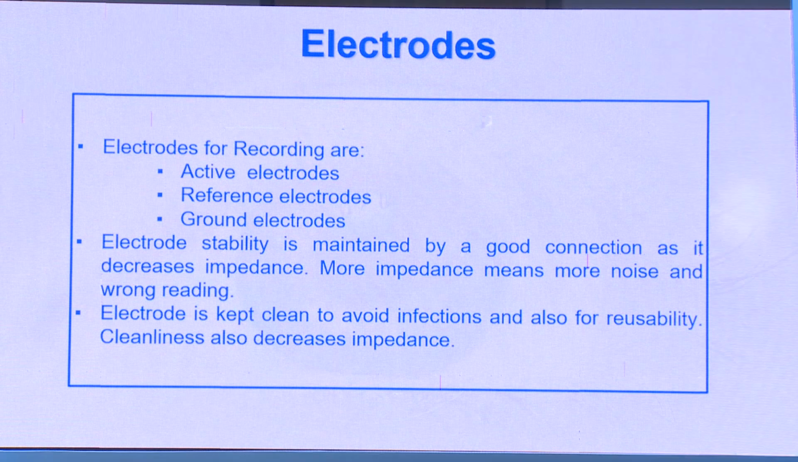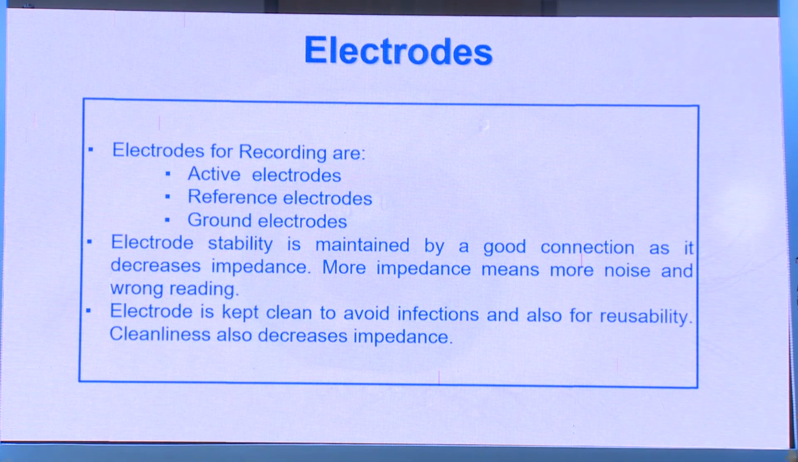Basically, there are three types of electrode required for recording ERG. They are the active electrode, reference electrode, and the ground electrodes. The electrode stability is maintained by a very good connection as it decreases impedance, and more impedance would mean more noise, and that would lead to wrong reading. Electrodes need to be kept clean to avoid infection and also for its reusability. It's also important to note that cleanliness decreases the impedance.